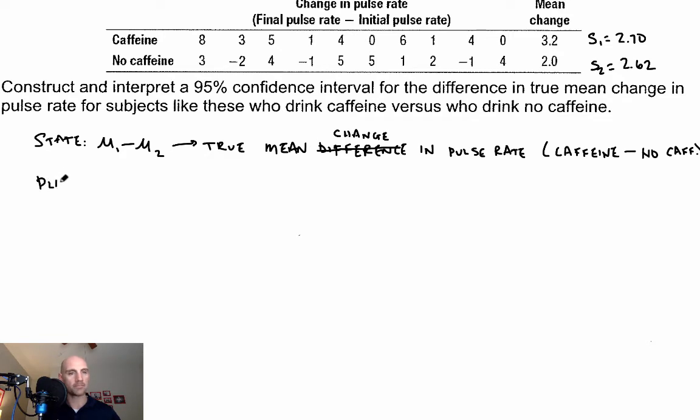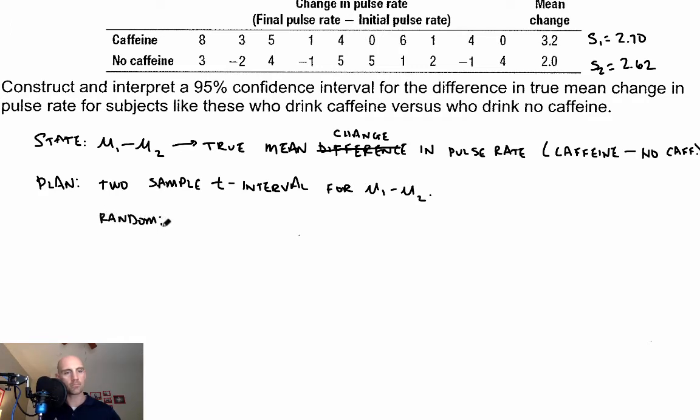So our plan is to do a 2-sample T interval for means, for the difference in means of mu1 minus mu2. And we need to test our conditions. So is it random? Well, it is randomly assigned.